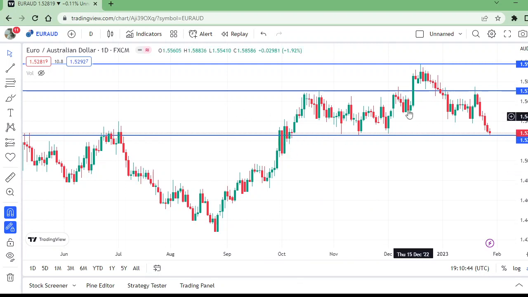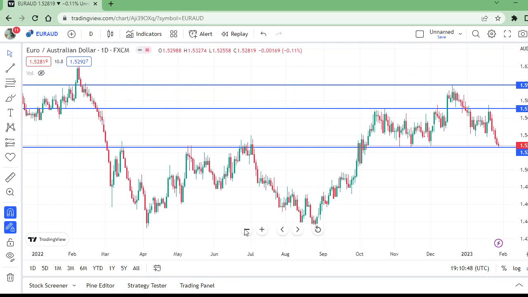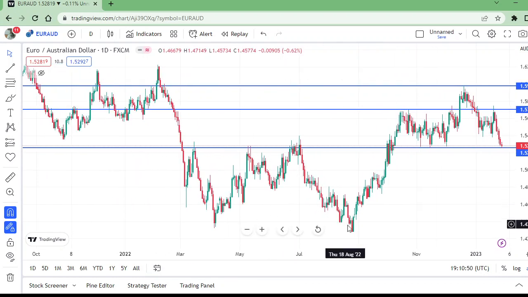Now what we see here is that this pair was going upward from here, broke this level, and from here came down to retest this level. It kept retesting this level and went up ultimately.